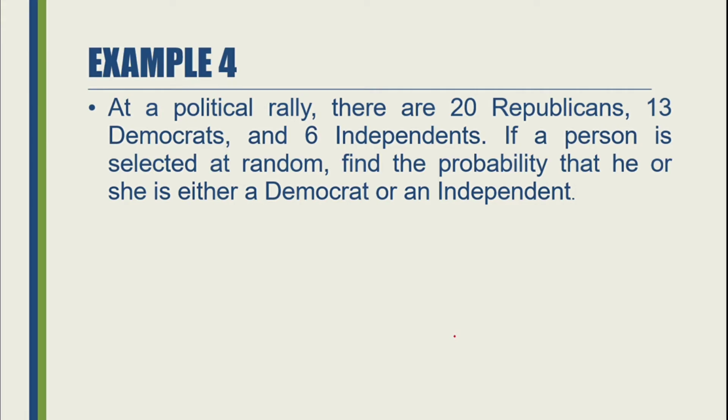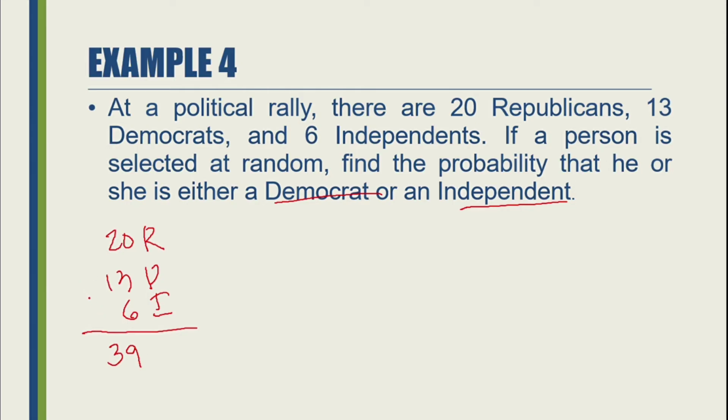So we have here example number 4. At a political rally, there are 20 Republicans, 13 Democrats, and 6 independents. If a person is selected at random, find the probability that he or she is either a Democrat or an independent. So we are going to talk about Democrat or independent. There are 20 Republicans, 13 Democrats, and 6 independents, a total of 39 at the political rally.